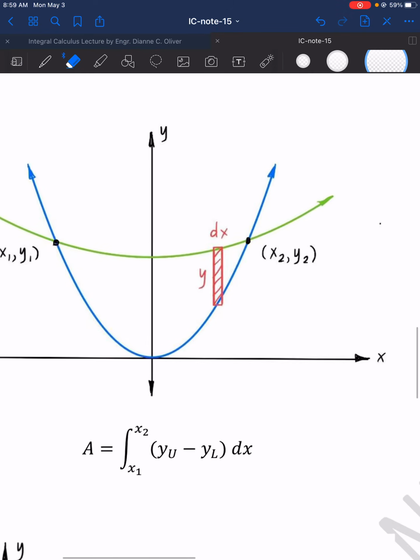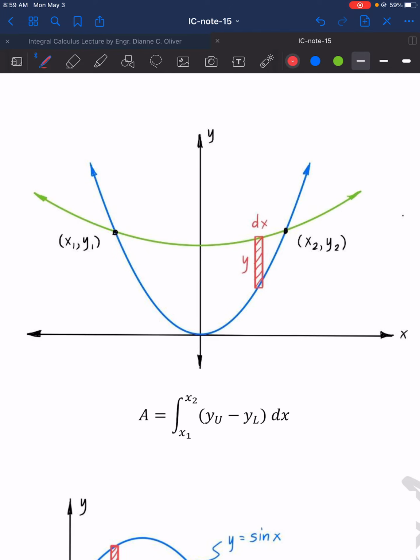We have here area bounded by curves. So we have two curves. We have here the curve 1. Then we have the curve number 2. So the area strip used here is integral of y dx with limits x1 to x2 because we are using the x.